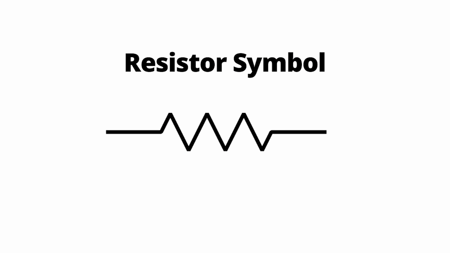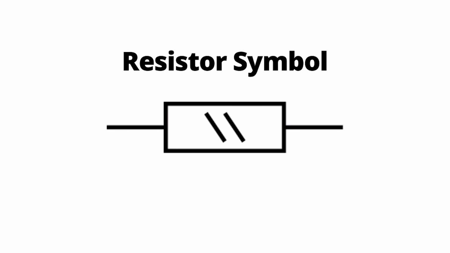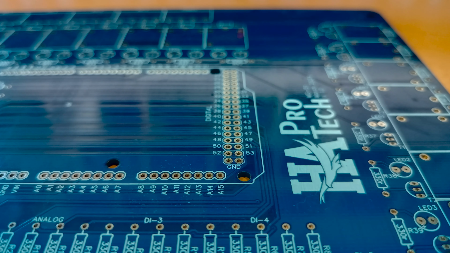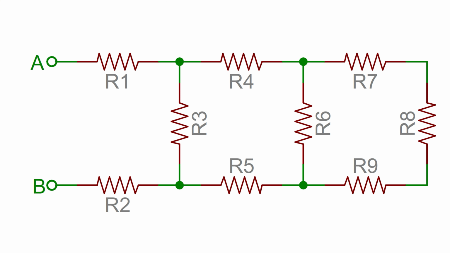Resistors are highlighted using two symbols. One symbol is a zigzag line, and the other is a rectangle or box. You can see these symbols on PCBs and circuit designs.